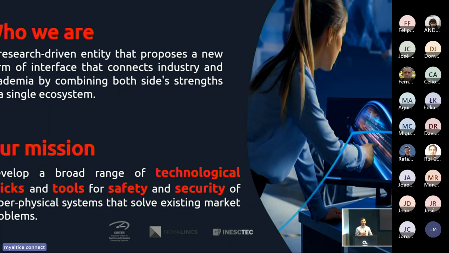whose goal is to do an interface between academia and industry to bring the great ideas that exist in our academia and push them a bit over and increase the TRL so that it becomes closer to production in industry. And our main goals are to work on the safety and security technological bricks and tools for cyber physical systems, which should be mostly based around safety and security.